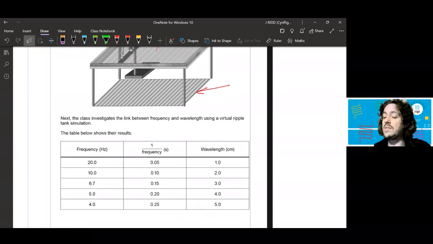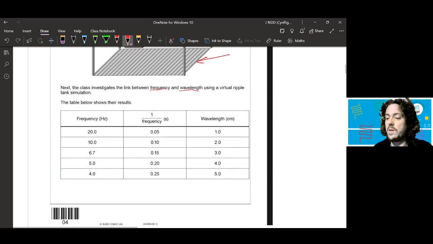Next, the class investigates the link between frequency and wavelength using a virtual ripple tank simulation. The table below shows the results. Always spend a moment looking at the column headings. It's very important to see what we've got here. We've got frequency, we've got 1 divided by frequency, and we have got wavelength.